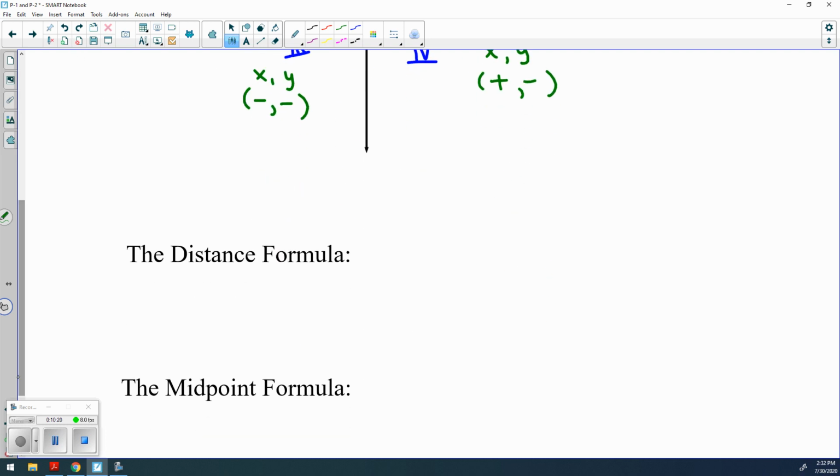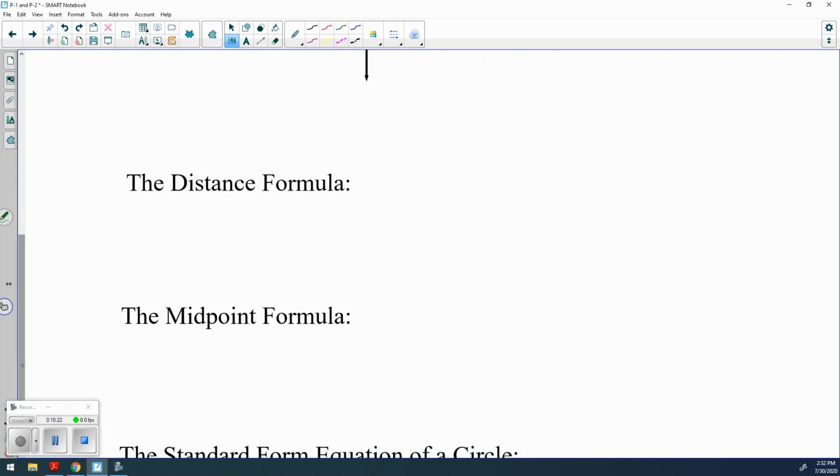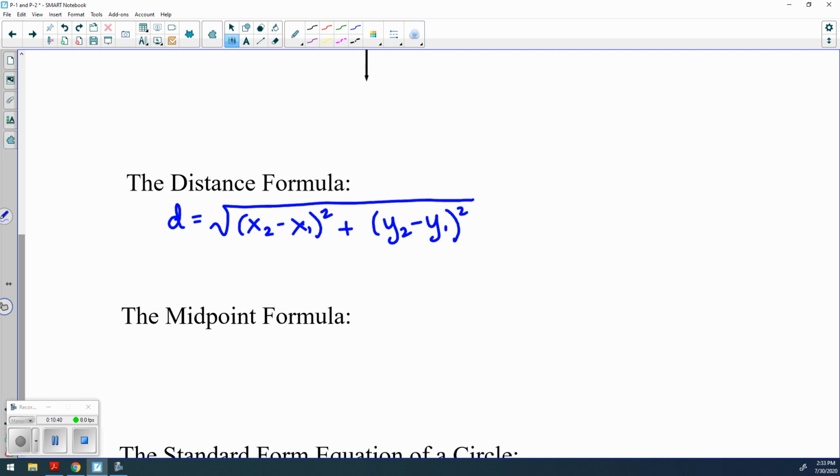A couple formulas to throw at you here real quick. Distance formula. Distance is equal to the big square root over the change in x's, quantity squared, plus the change in y's, quantity squared. Add those squares together and take a square root. That'll give you the distance.